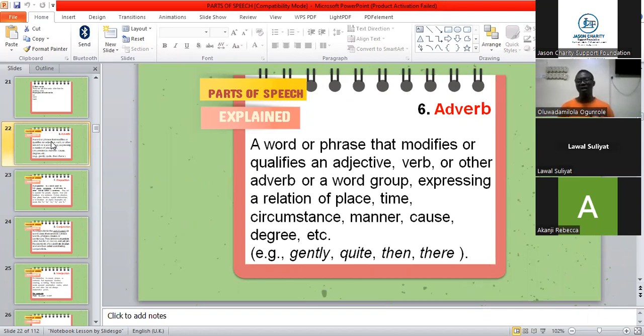And sometimes they are used expressly to talk about a relation of place, a relation of time, relation of circumstances, relation of manner, relation of cause, and relation of degree.